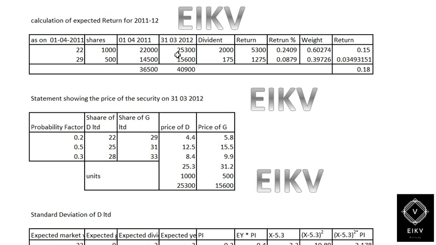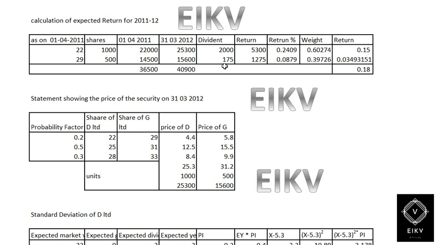Capital appreciation would be 25,300 minus 22,000, and 15,600 minus 14,500, which will give you the total plus dividend of rupees 2,000, and here we will be adding 175, which will give you 5,300 and 1,275. So when we divide those amounts by the amount invested, we will get the return of 24% and 8.7%.